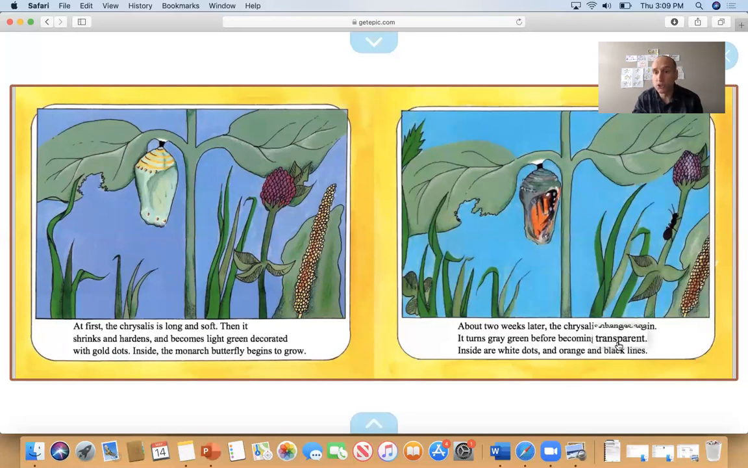Now, as I was reading, transparent popped in my head. I'm looking around, and I use the picture, and I'm not able to tell by the picture. It says, the chrysalis changes again. It turns gray-green before becoming transparent. Inside are white dots and orange and black lines. Well, I'm looking around, and I don't see any synonyms or antonyms that pop up right at me, or the definition of it. I'm confused.